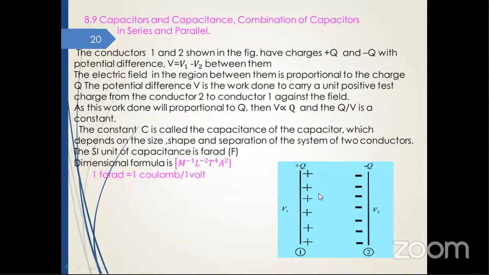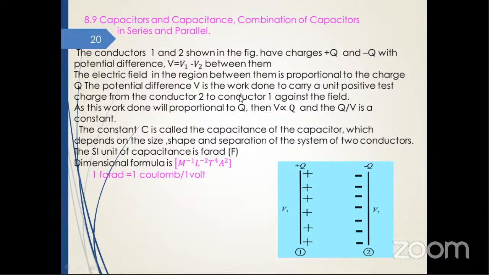The electric field in the region between conductor 1 and conductor 2 is proportional to the charge Q, and the potential difference V is the work done to carry a unit positive test charge from conductor 2 to conductor 1 against the field. So this work done is proportional to the charge Q, and this work done is nothing but the potential difference. So we can say V is directly proportional to Q, and Q upon V is a constant.